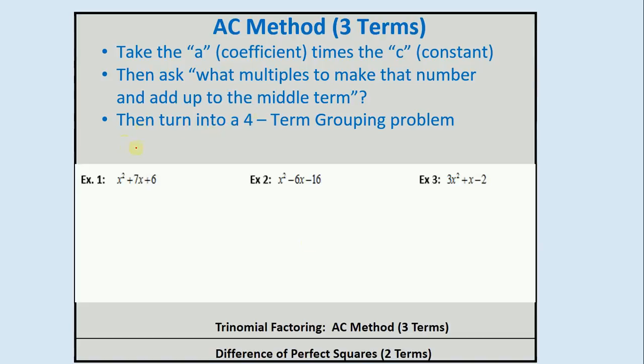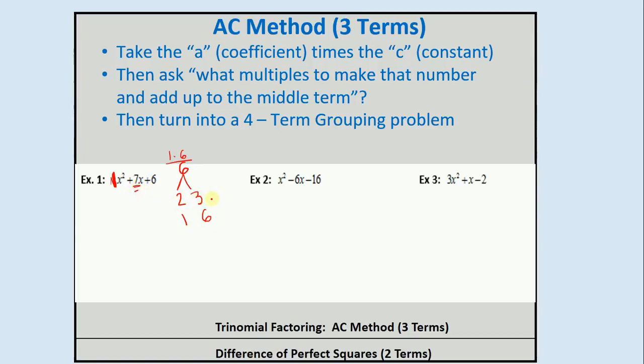So what you're going to do, you're going to take the a term, which is right here, the front piece, and multiply it by the c term, the back number, the one with no x. So I'm going to go 1 times 6, and that is going to give me 6. Now, I'm going to ask myself, what numbers multiply to give me 6? Well, we got a 2 and a 3 and a 1 and a 6, right?